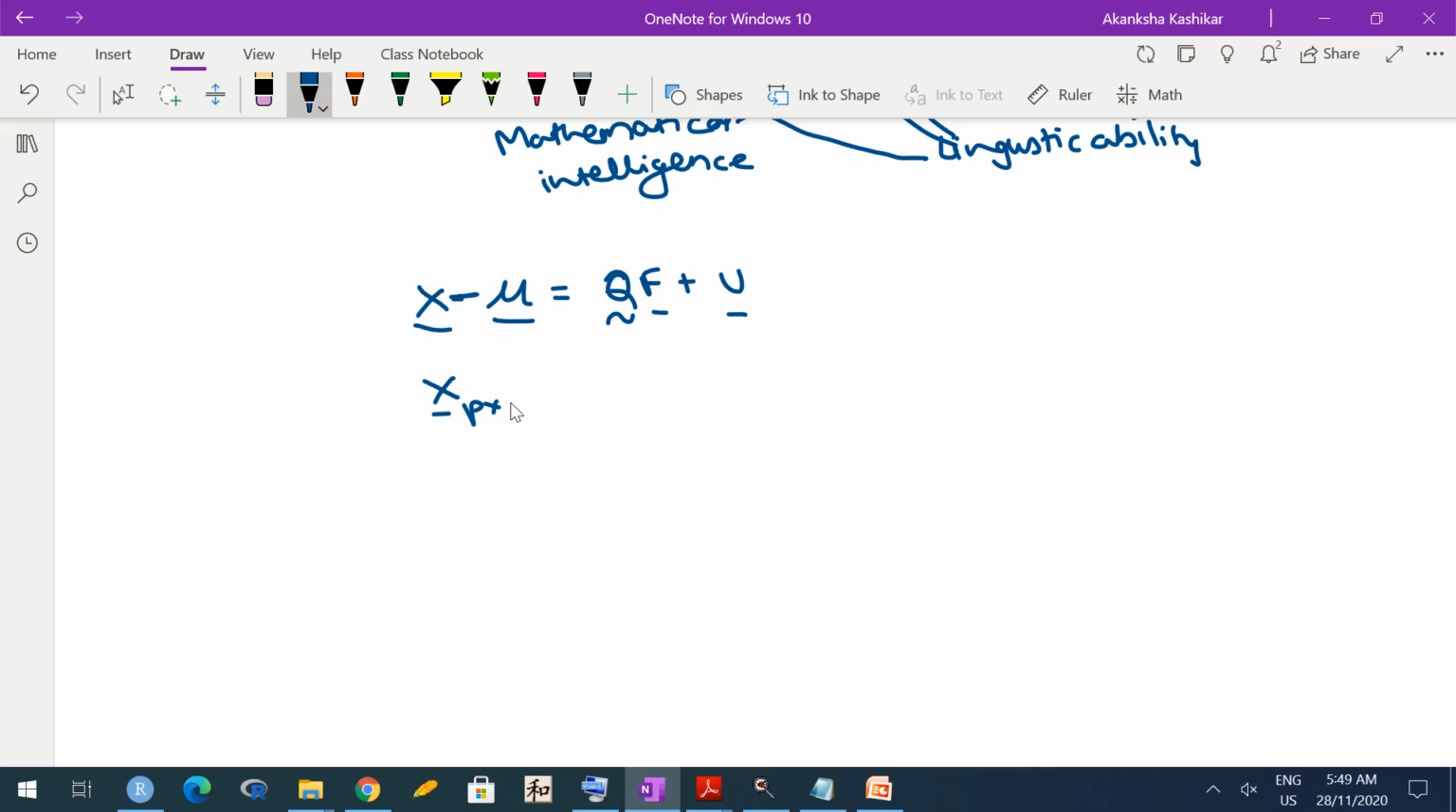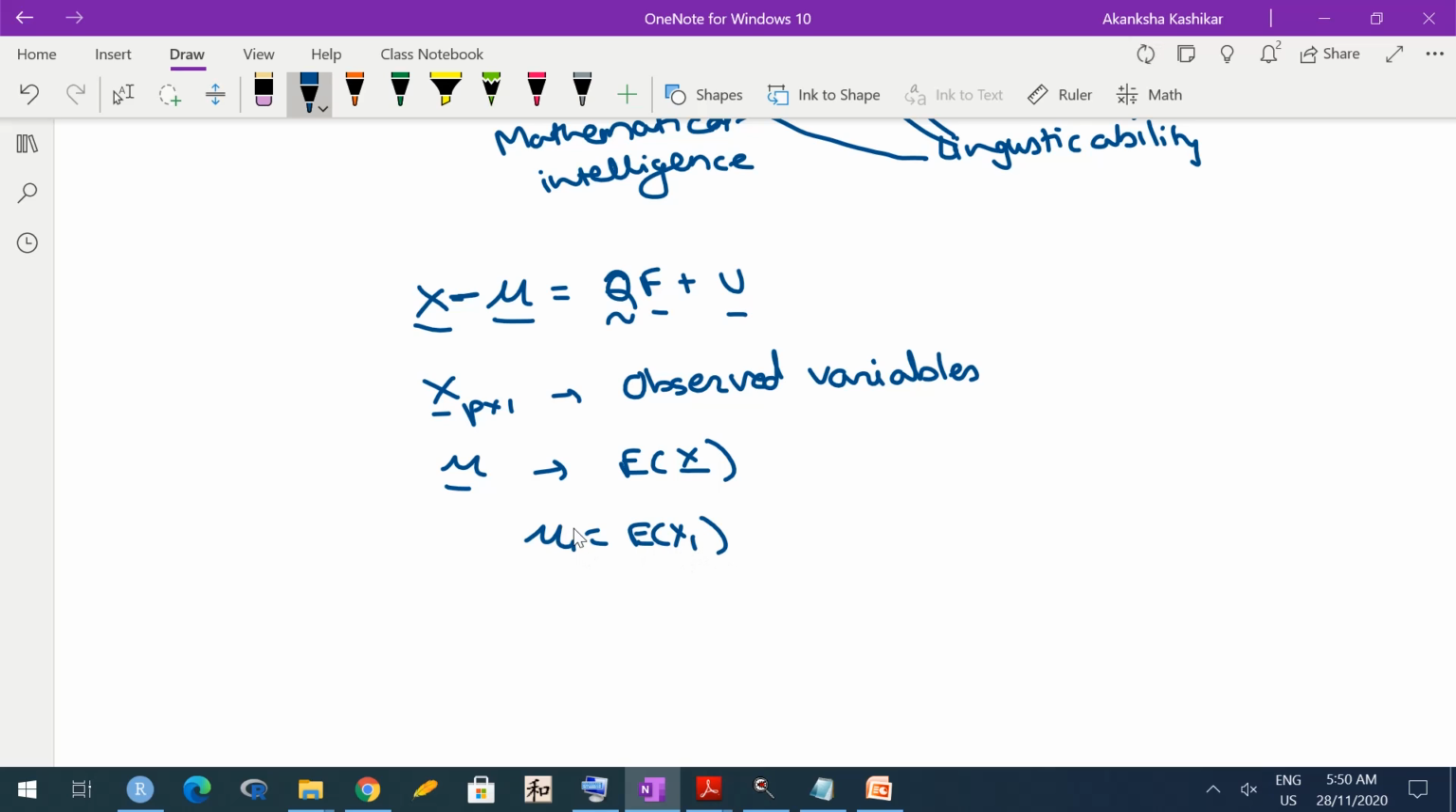So x is a p cross 1 vector which consists of observed variables. Okay. Then mu is actually the mean of x. So mu is expected x. Because x has p components, mu also has p components. So mu1 would be expectation of x1. Mu2 would be expectation of x2. In general, mu i is equal to expectation of xi.